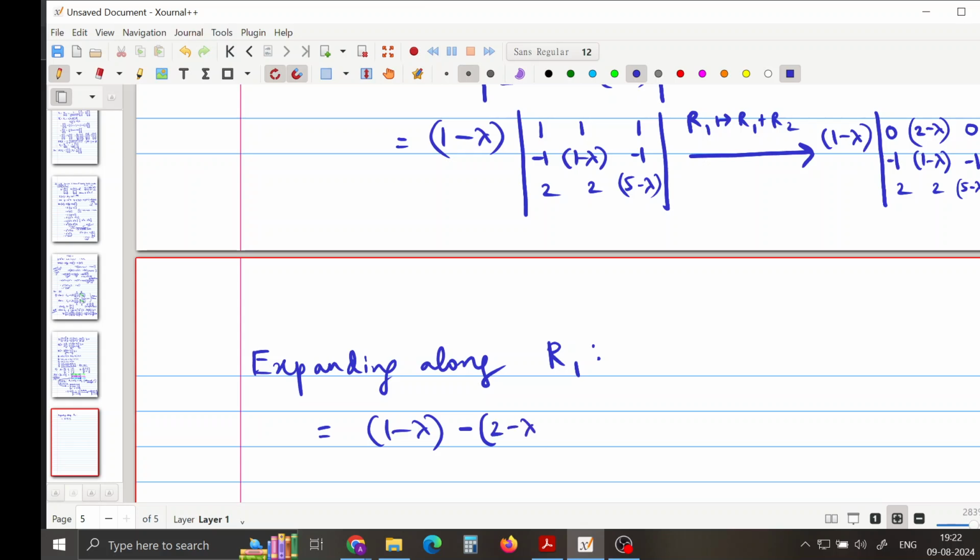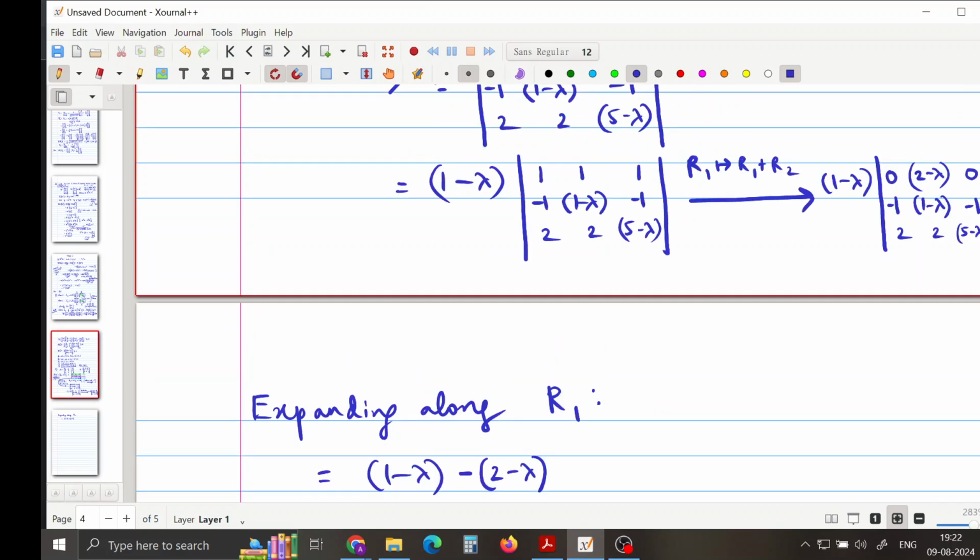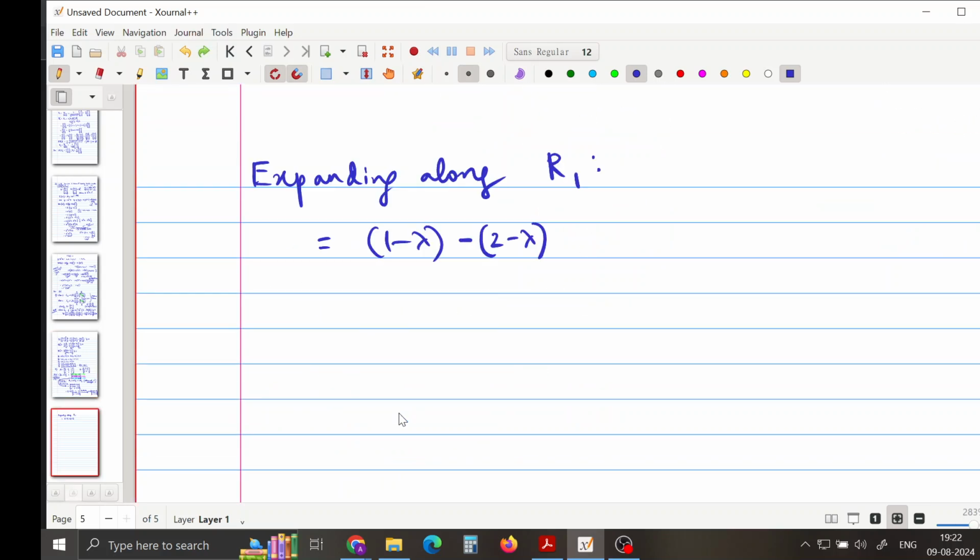I think you should know how to find the determinant, so I'm not going through that. Basically, you take its minor. You remove this particular row and this particular column, so you are left with minus 1, 5, minus lambda. You have to take the determinant of that submatrix. Okay, so that will basically give you this.